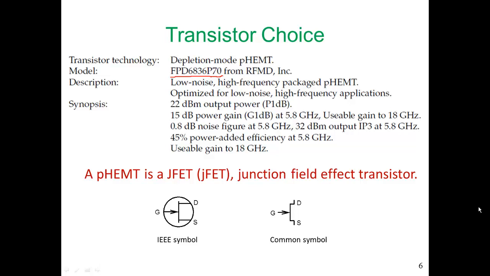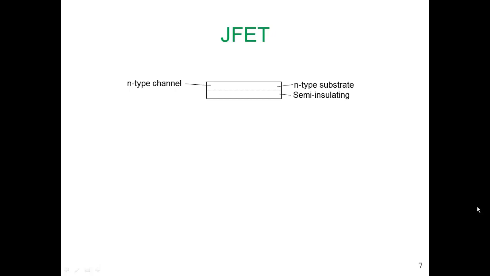So let's talk a little bit about JFETs, and then we'll get on to talking about the PHEMT in particular. So the JFET begins with a semi-insulating wafer, and on top of that wafer, donors are introduced to create an N-type substrate sitting on top of the semi-insulating wafer. And that N-type substrate supports an N-type channel, so we can send current through that N-type substrate.